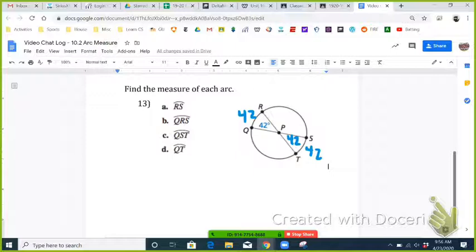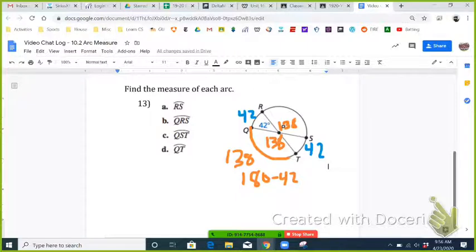Then we look at semicircles, and you see that this whole arc right here is 180. So if we subtract 42 from 180, we get 138. That means this arc right here is going to be 138 degrees, and this arc is 42. Same thing over here, same reason: if this arc is 138, then this central angle is 138. That's a vertical angle, so that's also going to be 138. So this arc also has to be 138.